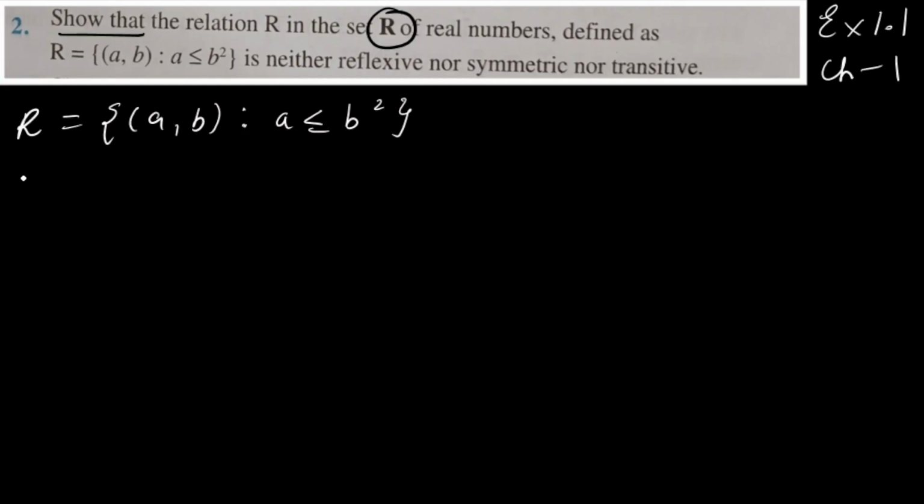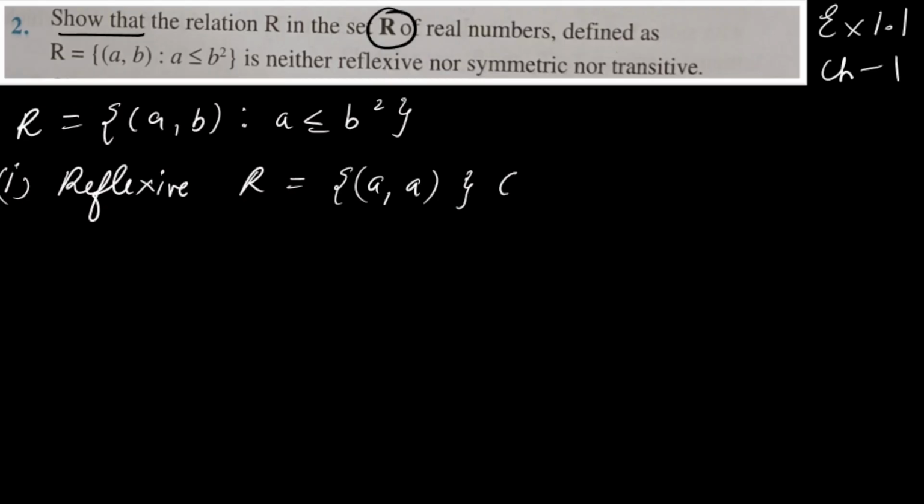Okay, so let's start. First, let's show it for reflexive. For a reflexive relation, we know that the pair (a, a) should belong to R. Now for (a, a), we have to check whether it is satisfying the relation. (a, a) means the elements should be the same.